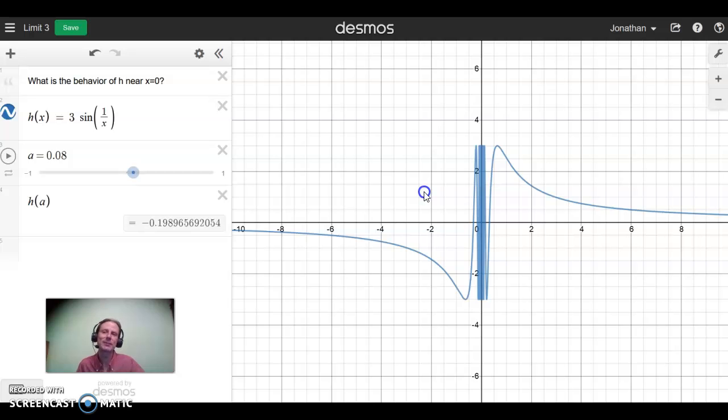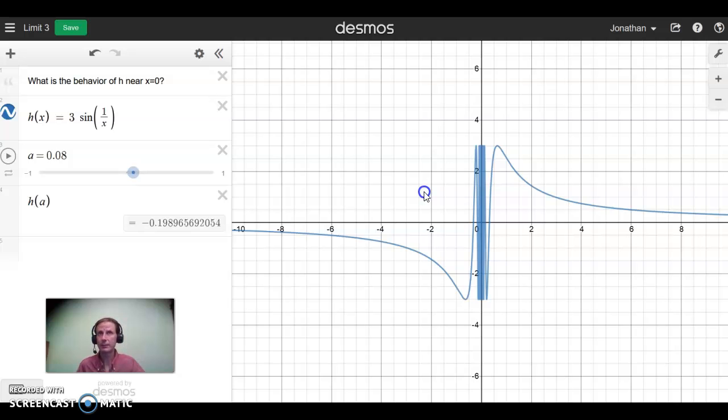So in this case, we can say the limit as x goes to 0 of h of x does not exist. And again, the limit is describing the behavior of h near x equals 0. In fact, we can go further. We can say that the limit as x goes to 0 from the right or the left of h of x does not exist, because the function is just going completely crazy and is oscillating infinitely many times around 0.